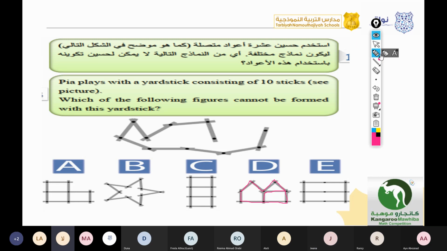Miss, I didn't understand. Which one? This? Yeah. So now you understand why it's not D, why it's not B? I didn't understand everything because when I count the sticks, they're all 10. Okay, let's try to do A with the sticks.